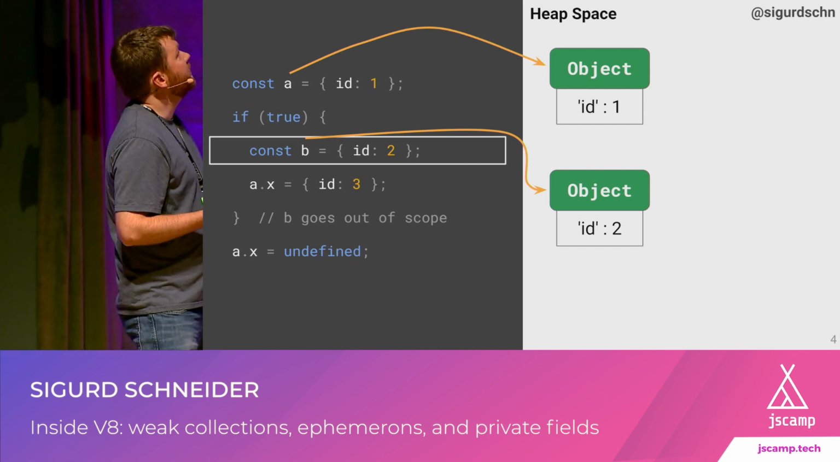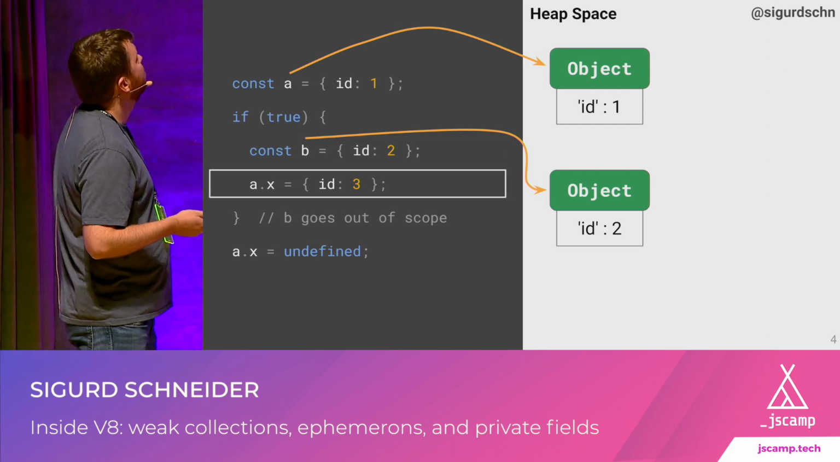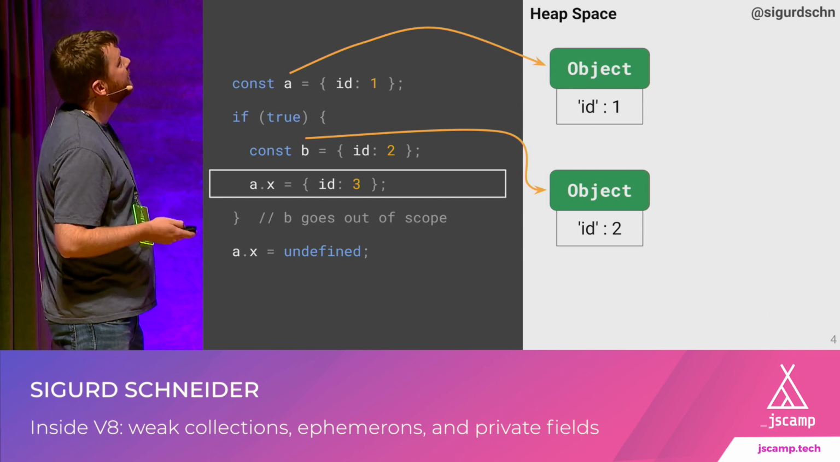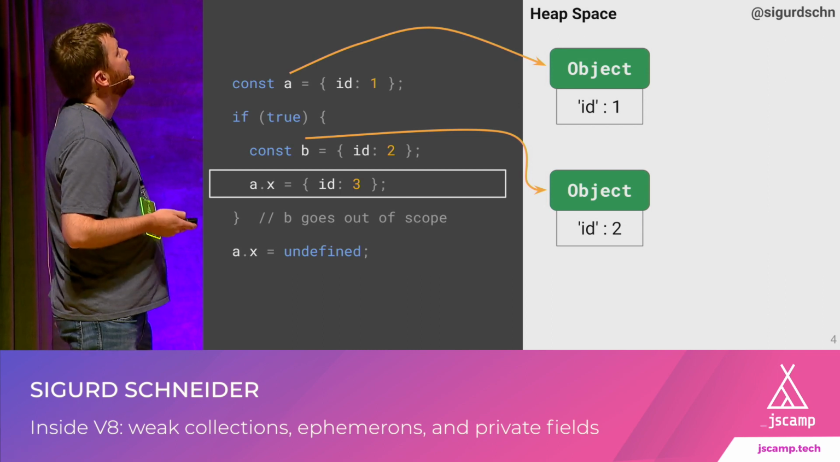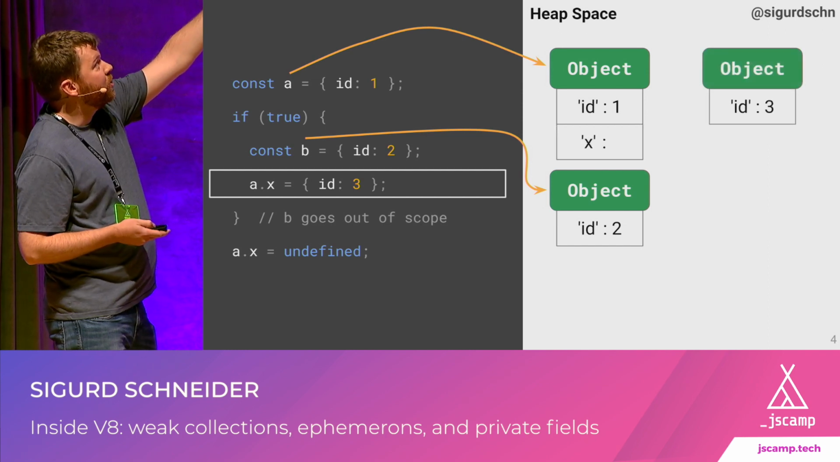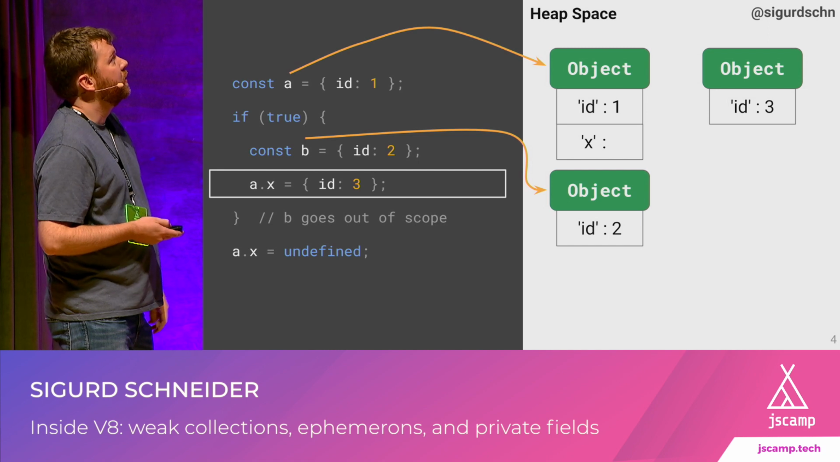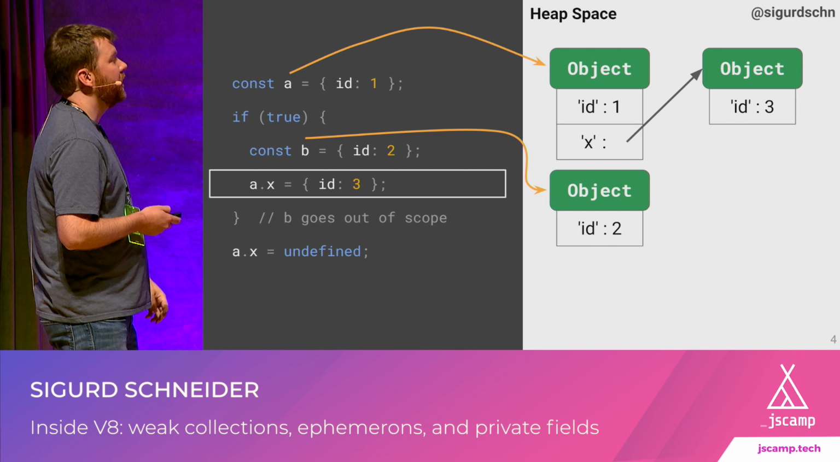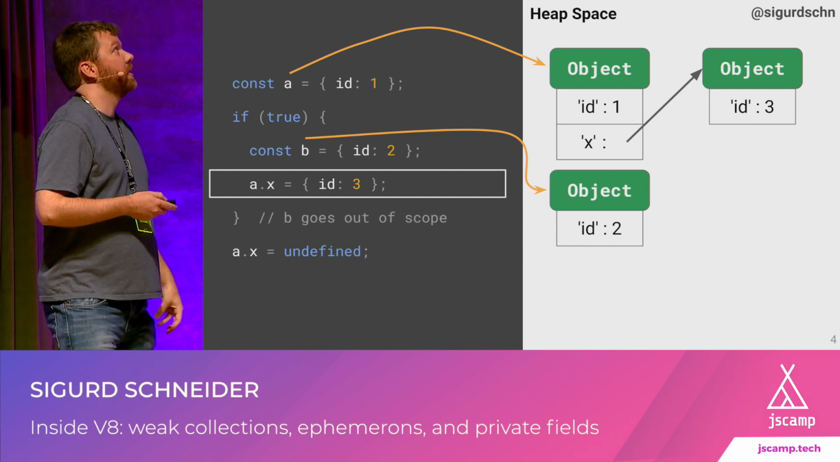What we also can do is we don't create a new variable, but we create a property on a with the name x that holds a new object. So we create the new object in the heap, and now there's a new property on the first object, and this property references the third object.